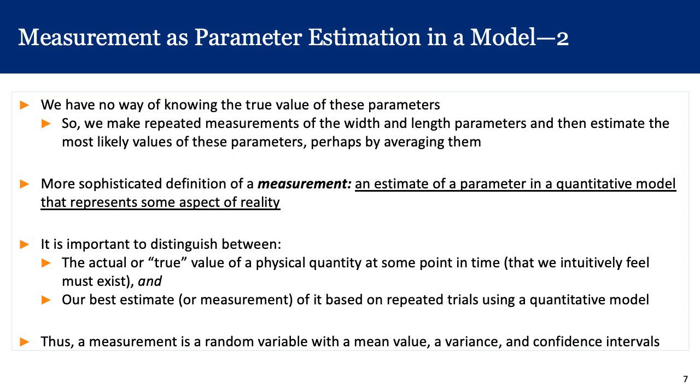And so it's important to distinguish between the actual, or quote unquote true, value of a physical quantity at some point in time that we think should exist, that we intuitively feel must exist, and our best estimate or measurement of it based on repeated trials using a quantitative model. Thus, a measurement is a random variable with a mean value, a variance, and confidence intervals.